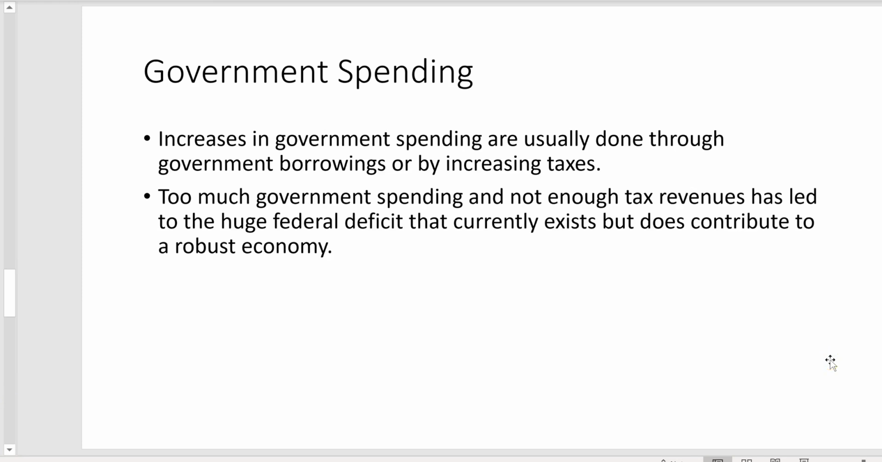What if the government wants to spend more money on goods and services? Well, that's usually done through government borrowings or by increasing taxes. Too much government spending and not enough tax revenue has led to the huge federal deficit that currently exists, but it does contribute to a robust economy.